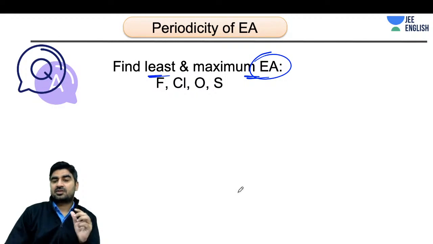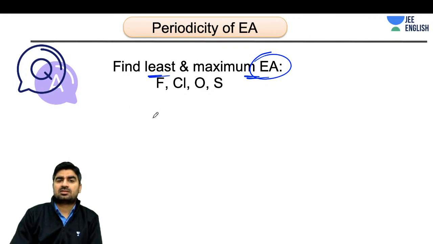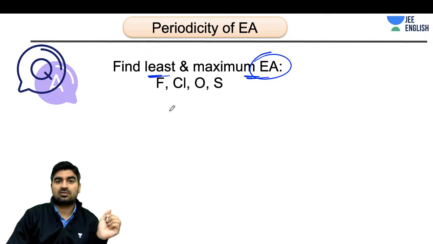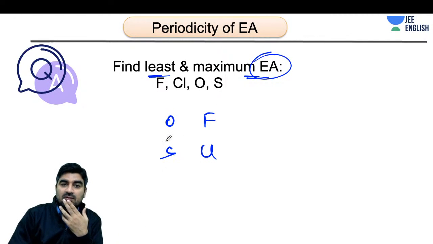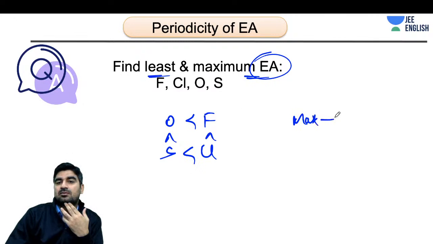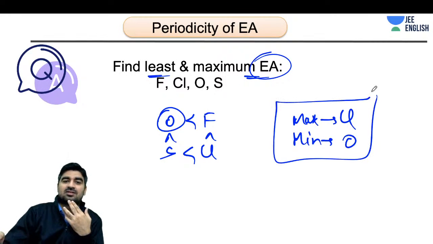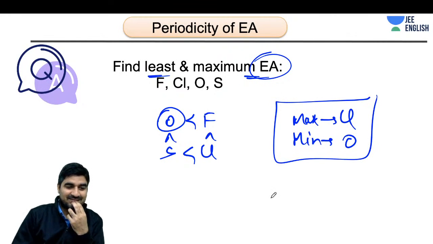So the best way to solve such a problem is just to arrange them as they are arranged in the periodic table. What is that way? Chlorine, oxygen, sulfur. So this will be the order. So the maximum is chlorine, minimum is, yes, tell me, oxygen. I hope now you got your answer.